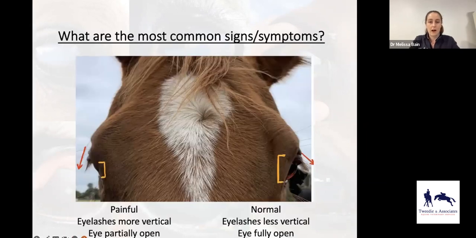This is the eyelash thing. So we're looking at the horse's left or normal eye. The eyelashes are a little bit more horizontal than these ones, which are pointing more vertically. The eye is a little bit more closed in this one. And this is more of a subtle sign of eye pain. Sometimes you won't see it from looking side on, so it's best to look from the front. And this can be more classic for conditions such as uveitis, which we will get to in a bit.